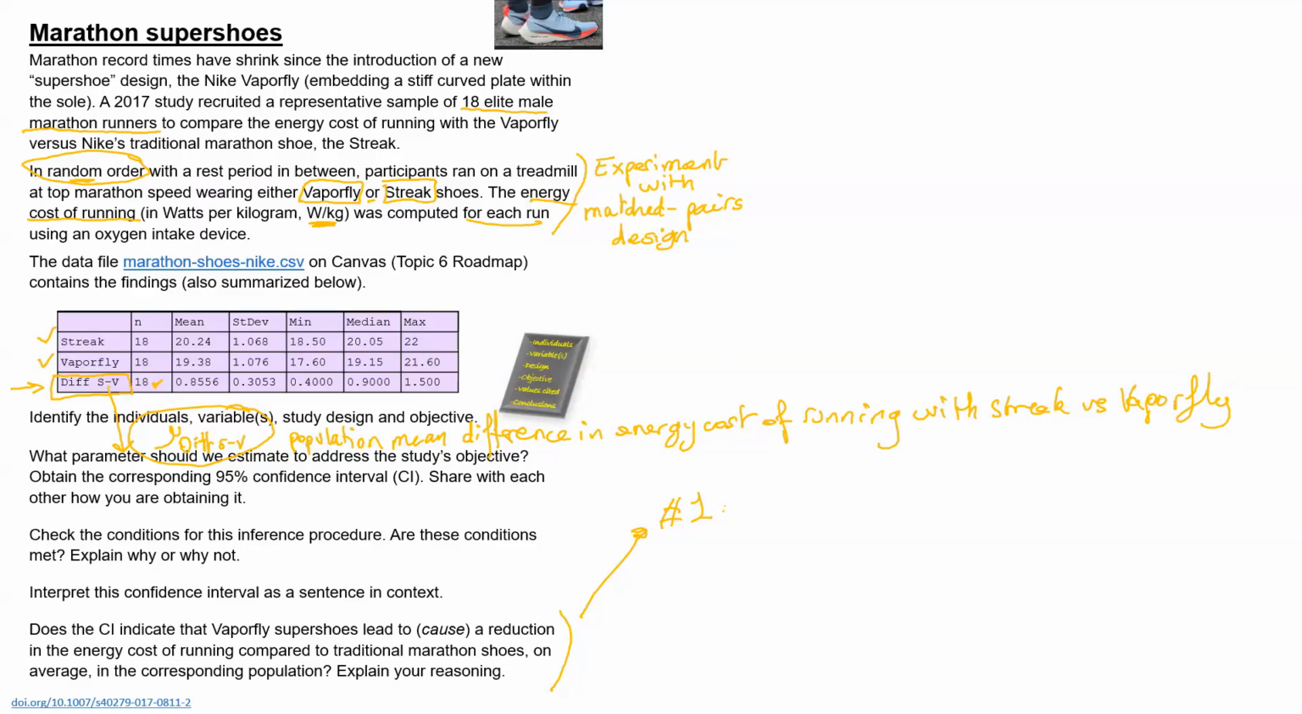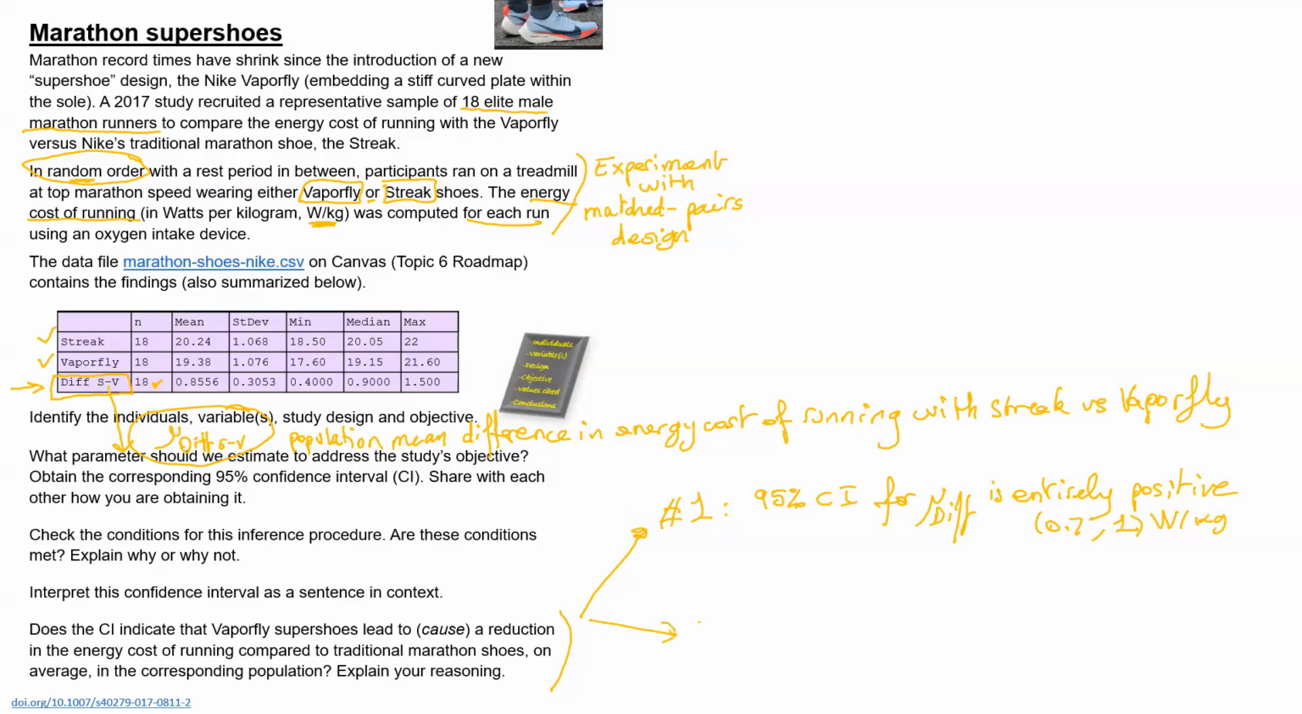Well, we don't know exactly what the value mu diff is. We have a confidence interval for it, but the entirety of that confidence interval is positive. So we know there is a positive difference somewhere within the range 0.7 to 1 watt per kilogram. And so that means that the energy cost is higher on average when male elite marathon runners run with the Streak than with the Vaporfly. So it is lower with the Vaporfly than with the Streak on average in this population.